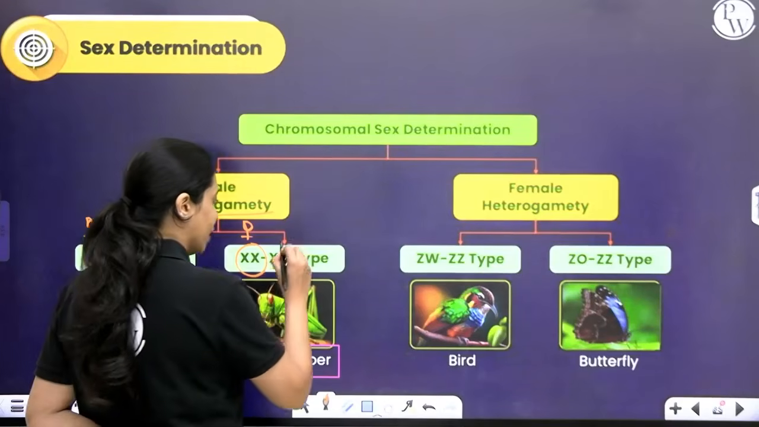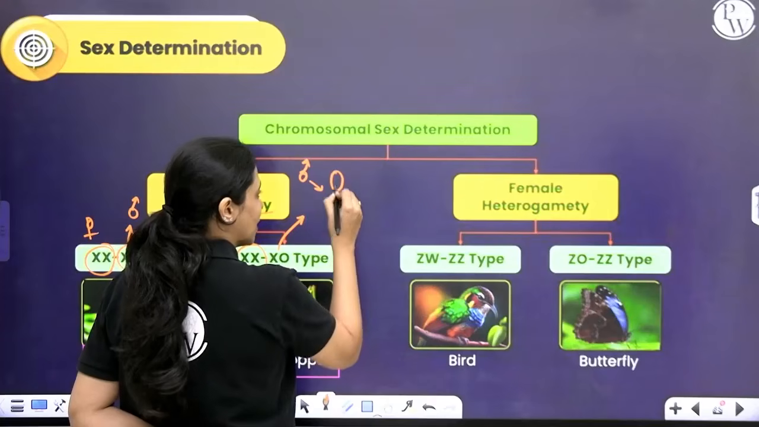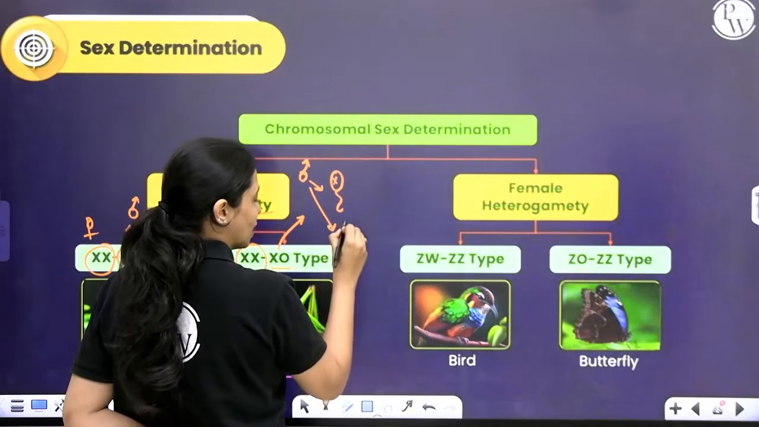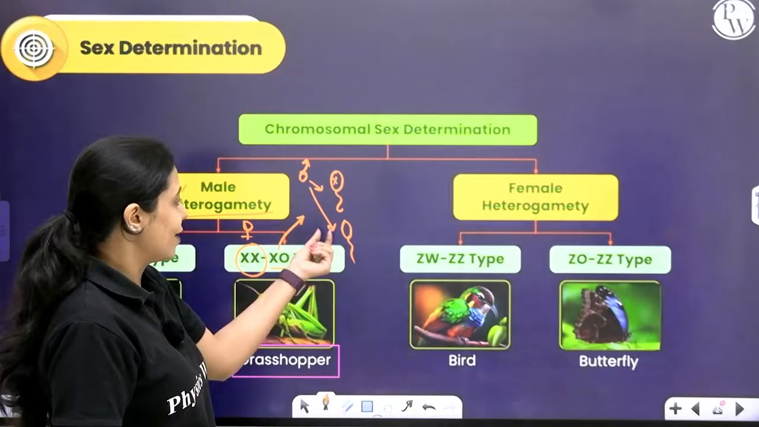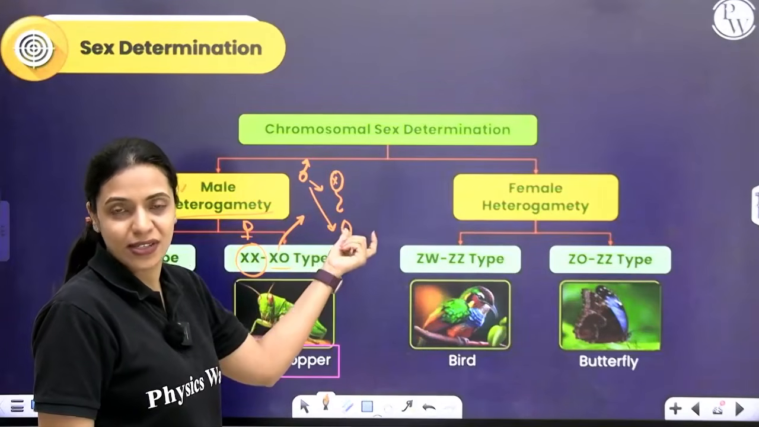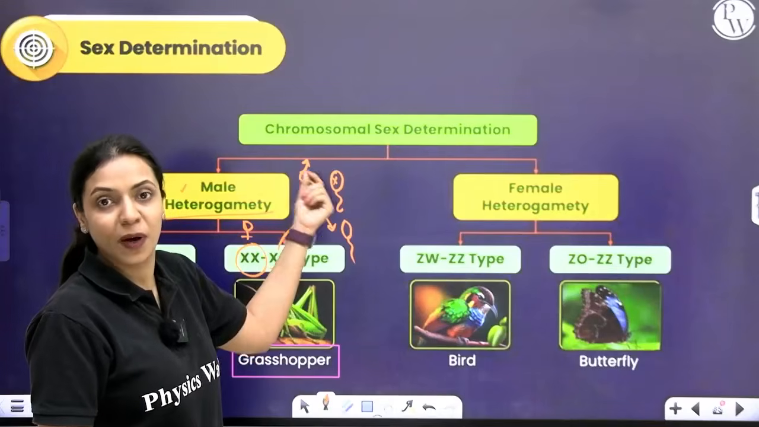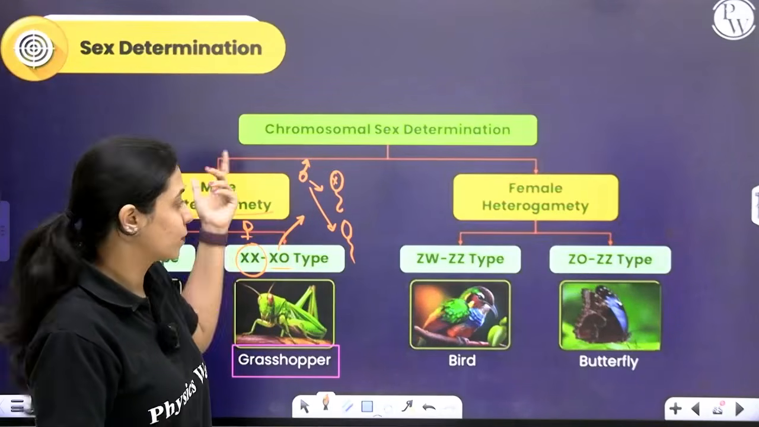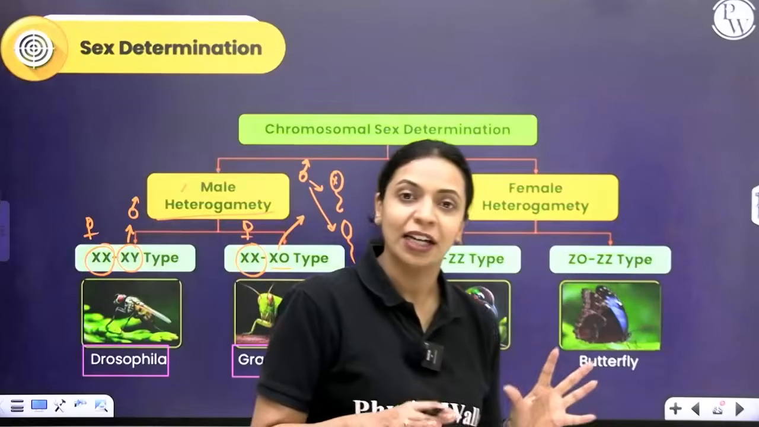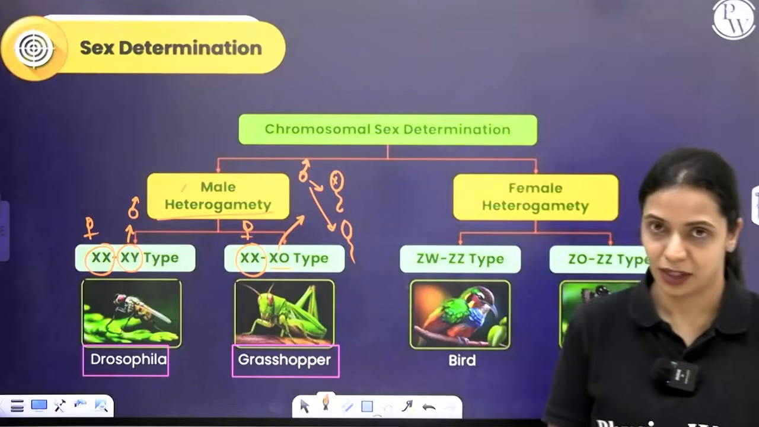Okay, so here in males, one subset of sperms will contain X chromosomes, the other subset of sperms will not contain any sex chromosome. Okay, if the sperm containing no sex chromosomes fuses with the egg, it will become a male. If the sperm containing X chromosome fuses with the egg, it will become a female. Okay. Heterogamety need not be restricted only to males. You can see that in females also, in birds and butterflies.